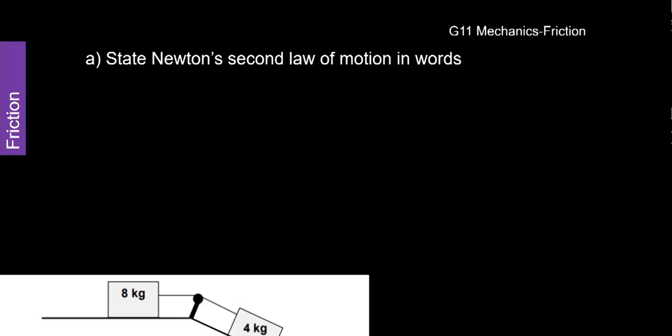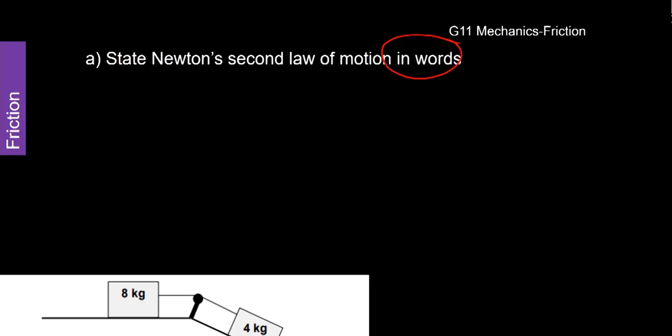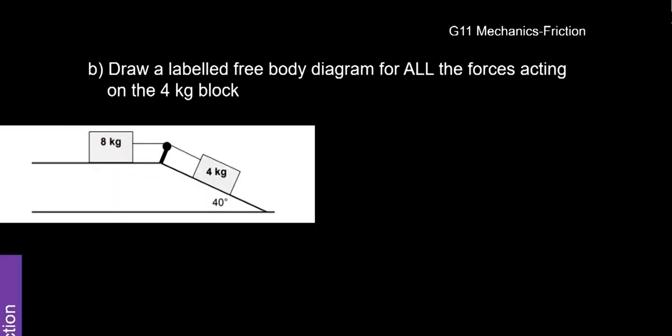What are they asking us to do? State Newton's second law of motion in words. I'm sure by now you know that, so I'm not going to go through that, but that is going to give us an indication of where they're going with the questions that they're going to ask us. When they say in words, they don't want the formula. So we know that the formula is F net equals ma. They don't want that. They want you to actually write it in words about the relationship between the force, the mass, and the acceleration.